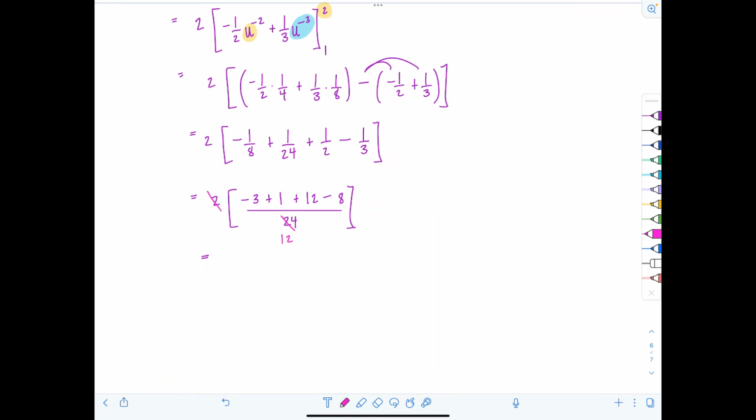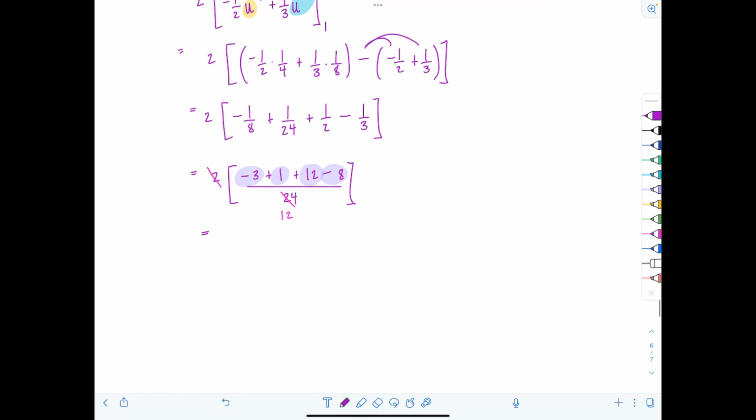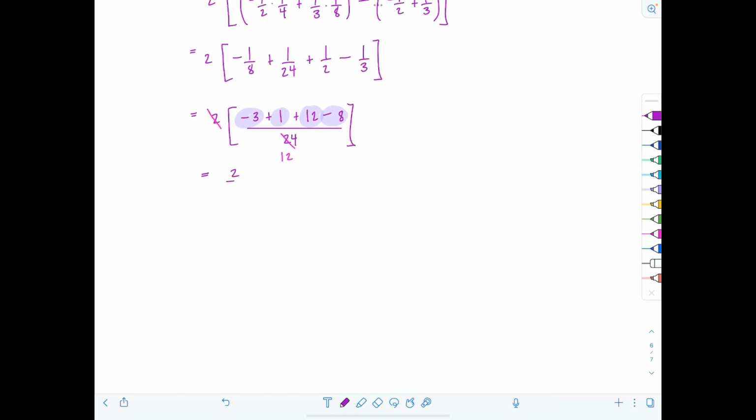And then let's add these up. So -3 plus 1, that's -2. Plus 12 is 10. Minus 8 is 2. So we've got 2 over 12. Yes? Yes. And this is 1/6. Woohoo! We made it.